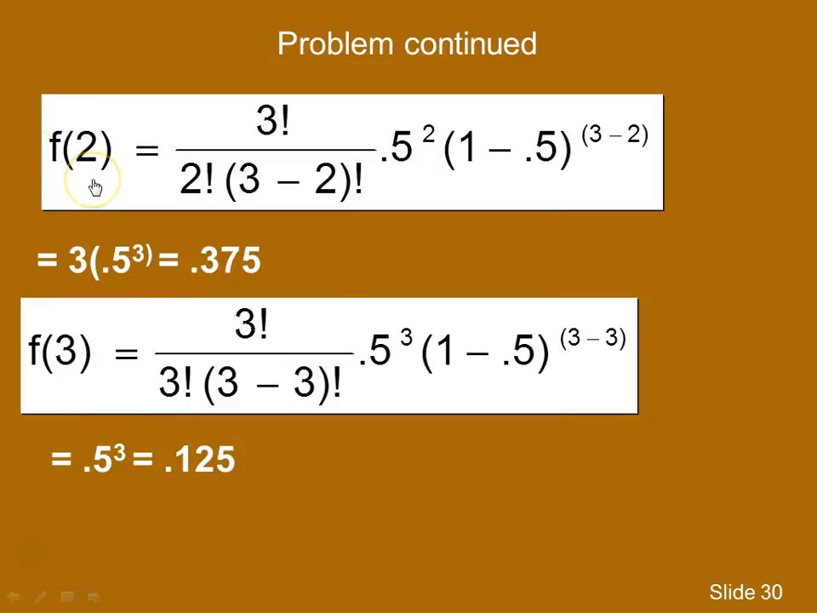Finally, let's look at f of 2. Now here, none of our shortcuts really meet the criterion here for solving the combination part of the formula. 3 factorial over 2 factorial, 1 factorial. You can cancel the 2 factorial with part of the numerator. You'll be left with 3 divided by 1, or 3. There are 3 ways of getting 2 heads in 3 flips. A half squared again, a half to the first, again add the exponents together, and once again we have 3 times a half cubed, or 0.375.